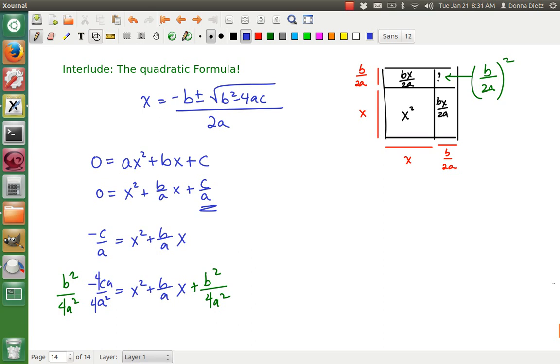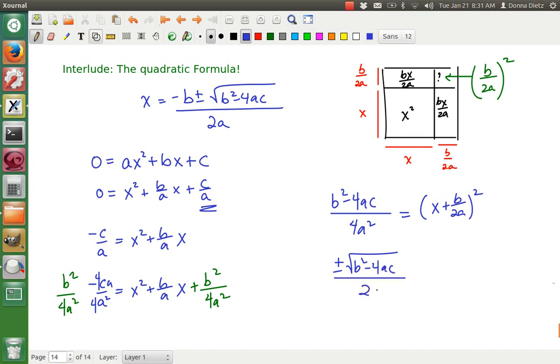Okay, now I'm going to put all these pieces together. b squared minus 4ac over 4a squared equals this quantity squared, which means I've now successfully completed the square. But if what we're trying to do is solve for x, we want to take the square root. So we take the square root of the top of this fraction, the square root of the bottom, and the square root of the right hand side. And we are almost done. We just need to put that b on the other side. You get a negative b.